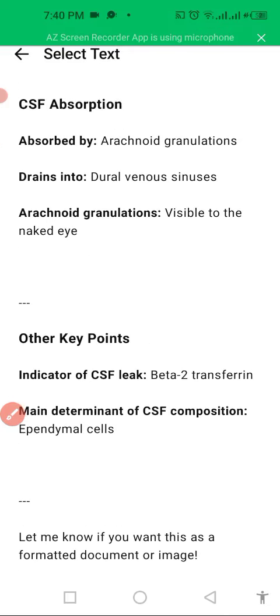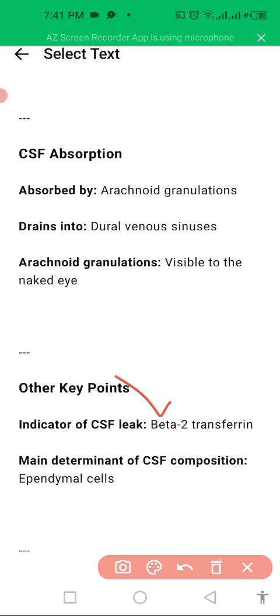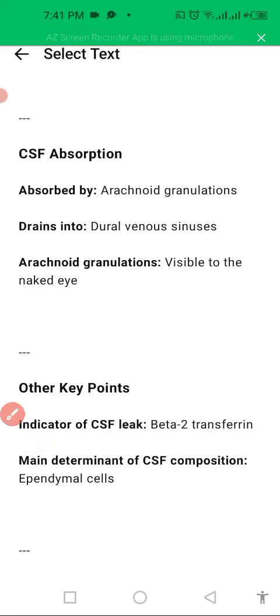So, in this way, CSF helps in cushioning, hydration and nutrient supply to the brain and spinal cord. As an indicator of CSF leakage, beta-2 transferrin will be raised, and the main determinants of CSF composition are the ependymal cells from which CSF is produced. So in this way, CSF is produced and it is very protective. It is very important.